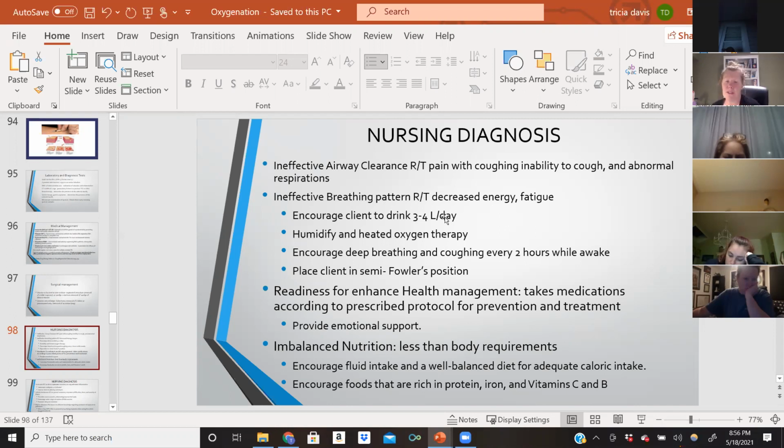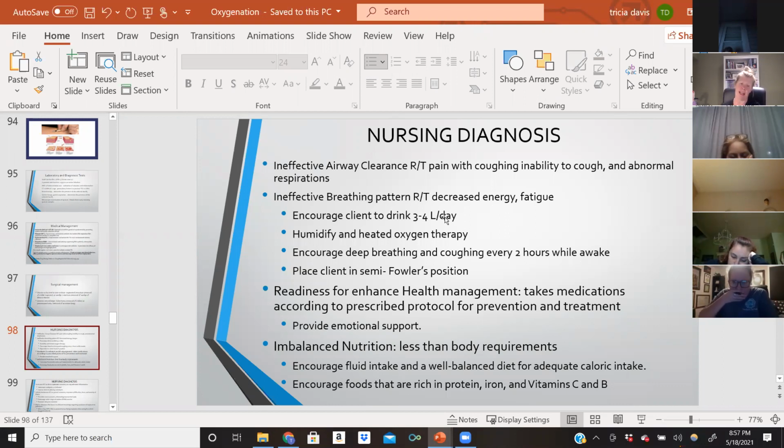Another nursing diagnosis would be readiness for enhanced health management. So taking those medications according to the prescribed protocol so that we can prevent and treat any recurrences. We want to provide emotional support for these patients, because they're very sick, and it's also just a very long road to recovery. So they need a lot of emotional support.